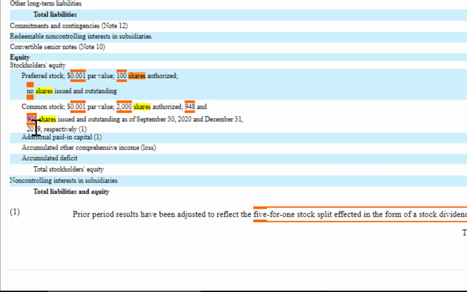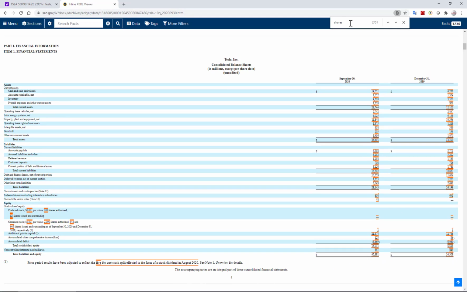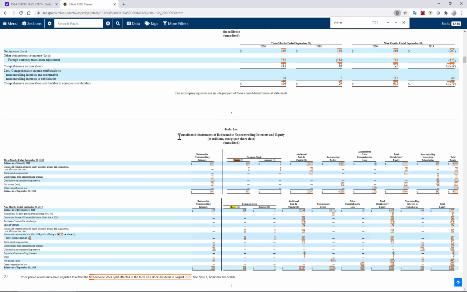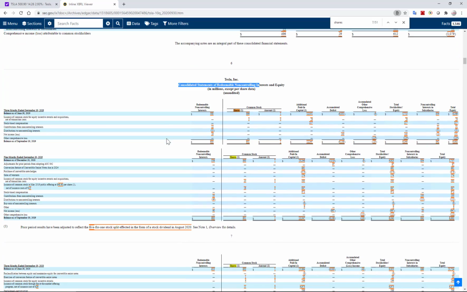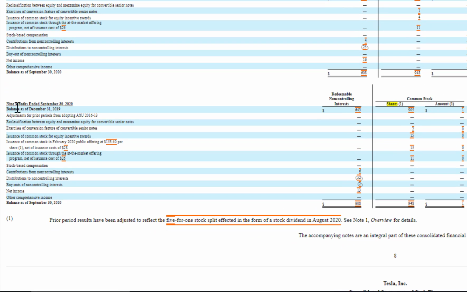So here is also given that at the end of September 2019, there were 905 million shares. So there have been more shares issued over the last nine months. Okay, so you can also go and see what happens from last December up to September 30th, that the shares increased. You can see that in the consolidated statement of equity, if you go down here. So this is the 9 months ended September 30th, 2020. So from December 31st, as you see, there were 905 million shares, and then there were some additional shares created, that we end up with 948.